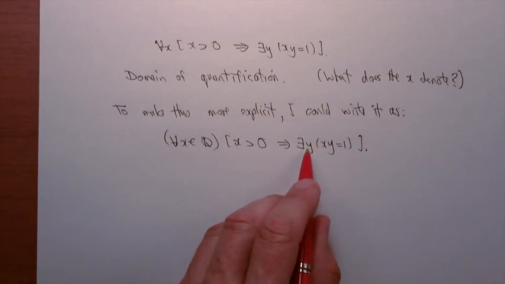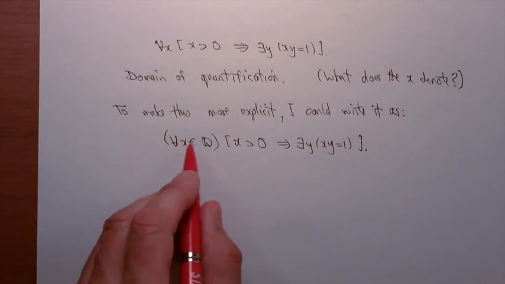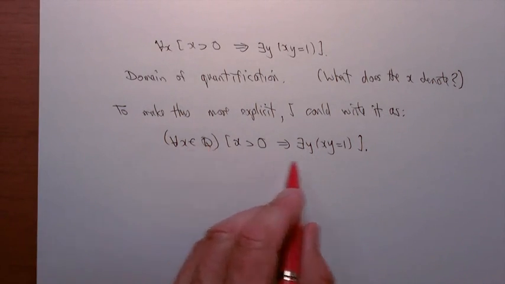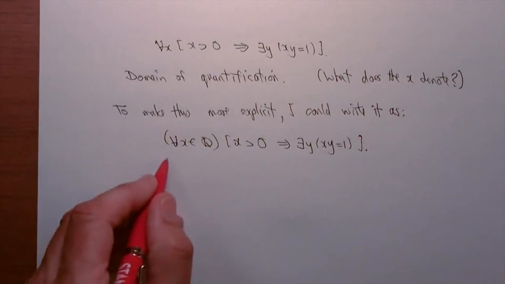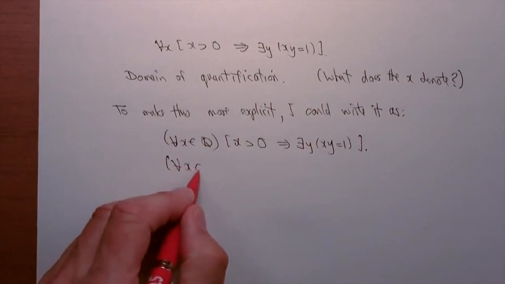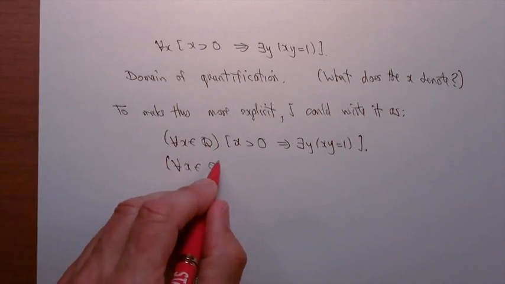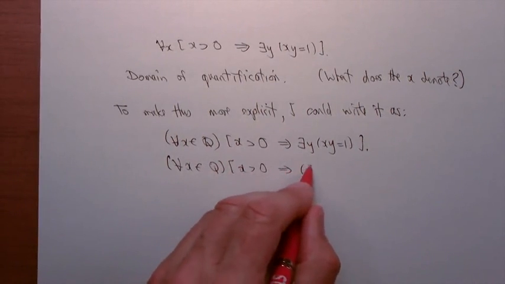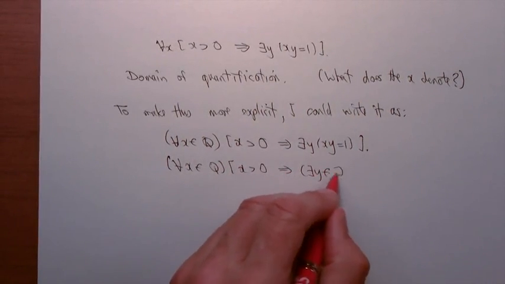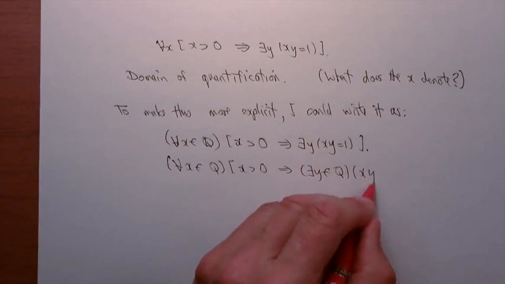Now, arguably, having made it clear that the x denotes a rational, it's reasonable to assume that the y denotes a rational. But if I want to, I could be even more explicit and say: for all x in Q, if x is greater than 0, then there is a y in Q such that xy equals 1.